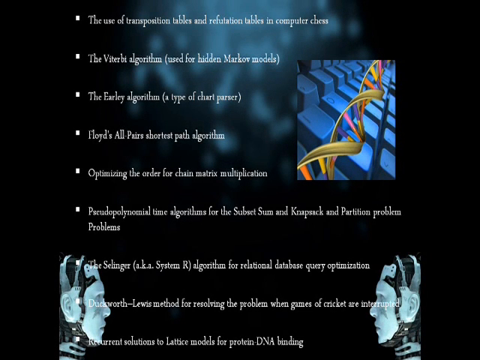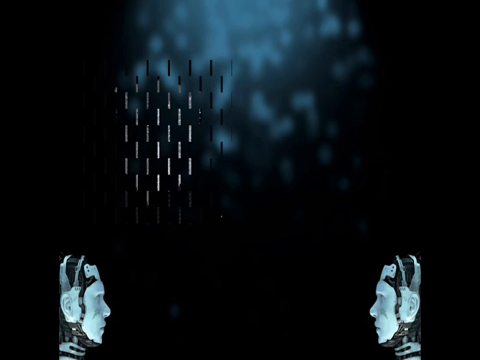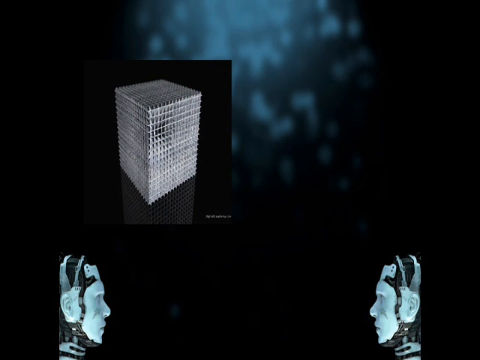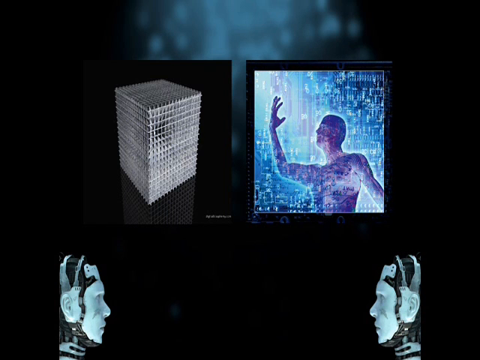Next, pseudo-polynomial time algorithms for the subset sum, knapsack, and partition problems. Moreover, the Selinger, also known as System R, algorithm for relational database query optimization, and recurrent solutions to lattice models for protein DNA binding, and the Duckworth-Lewis method for resolving the problem when games of cricket are interrupted.